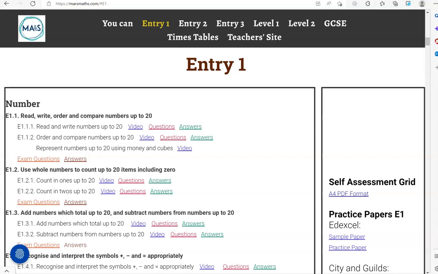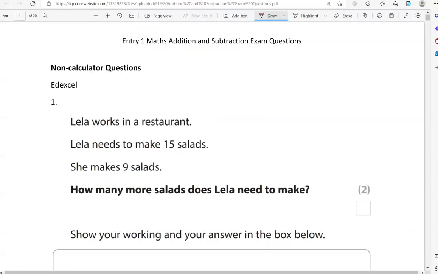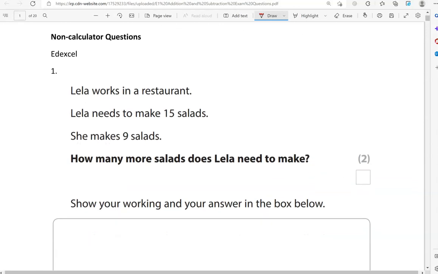In this video, we'll go through exam questions that cover the entry 1 criteria: add numbers which total up to 20, and subtract numbers from numbers up to 20. You can locate the questions on the mathsmaths.com website under entry 1. The questions come from different exam boards. We'll start with the non-calculated questions and then we'll move to the calculated questions. Here is the first question.